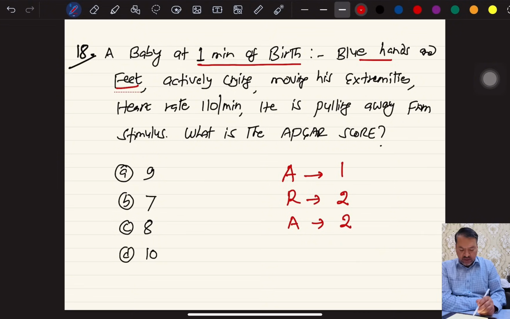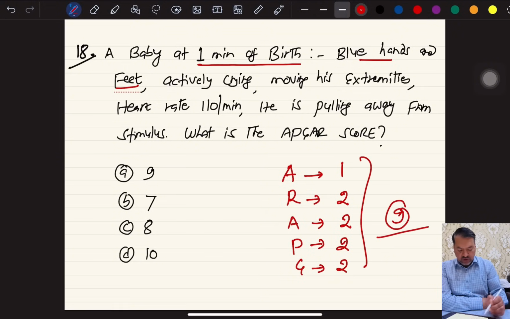Heart rate 110 per minute. This is pulse. Again a score of 2. And is pulling away from the stimulus. Is again a score of 2. This is G or grimace. So what is the maximum score here? Okay, it is 9. See this? The score is 9. So this is the correct answer here. So please practice this type of question quite often, because they may change the clinical scenario and ask how you calculate the Apgar score.